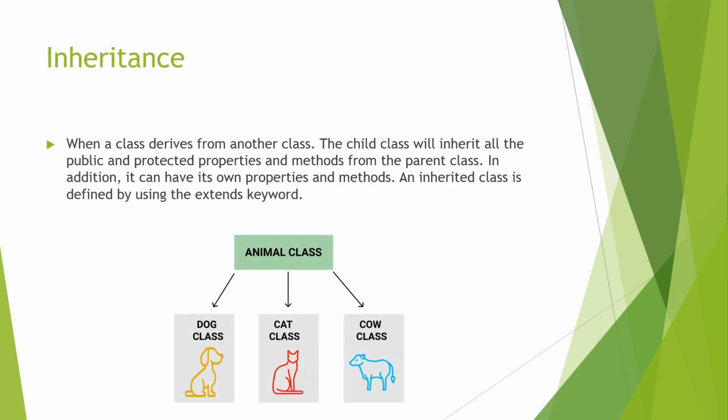Inheritance. When a class derives from another class, the child class will inherit all the public and protected properties and methods from the parent class. In addition, it can have its own properties and methods. An inherited class is defined by using the extends keyword.